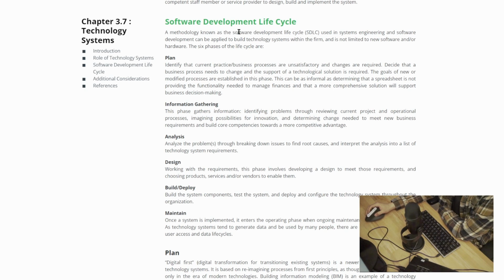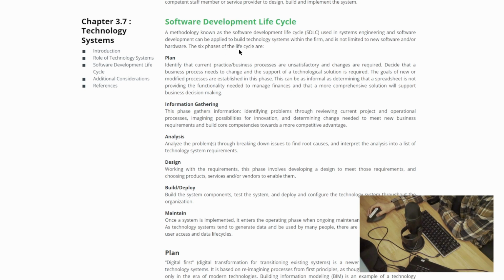Software development lifecycle. A methodology known as the Software Development Lifecycle, SDLC, used in systems engineering and software development can be applied to build technology systems within the firm, and is not limited to new software and/or hardware.